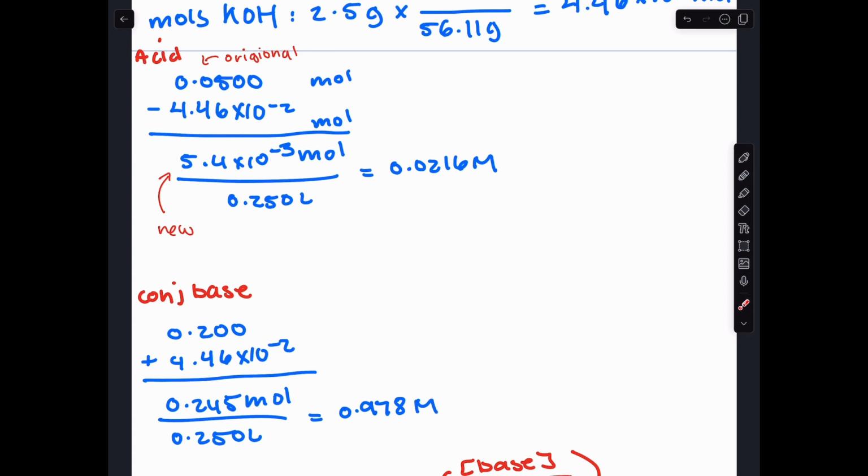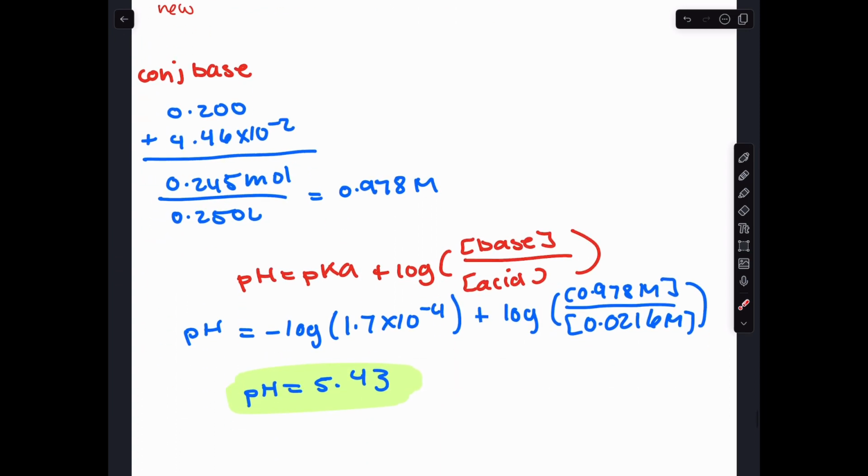and you're going to use that and your pKa of formic acid to plug back into the Henderson-Hasselbalch equation. So you have pH equals negative log of 1.7 times 10 to the minus 4, plus log of 0.97 molar over 0.0216 molar. And when you solve that through, you're going to get a pH of 5.43.